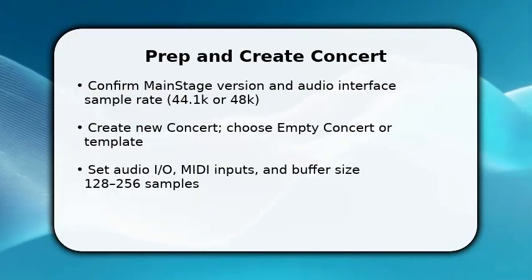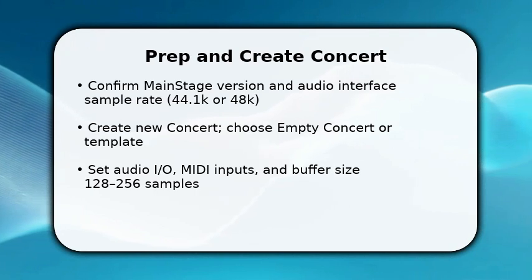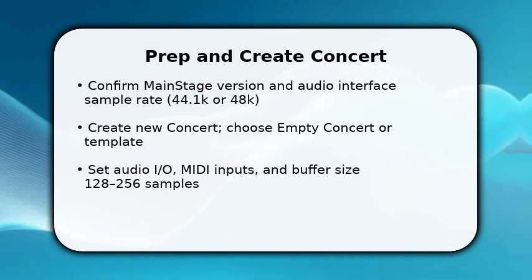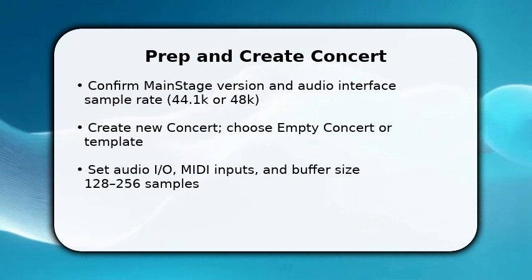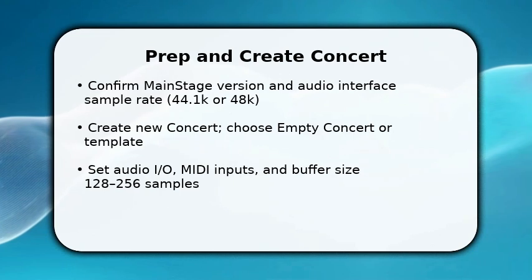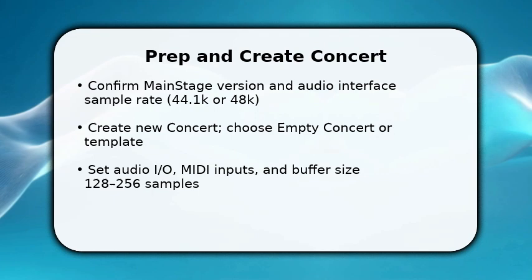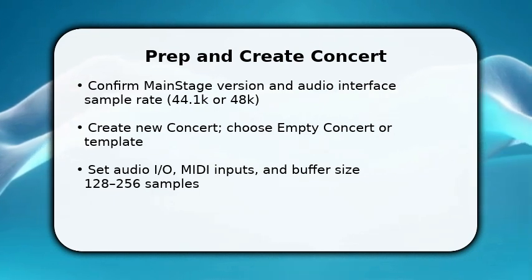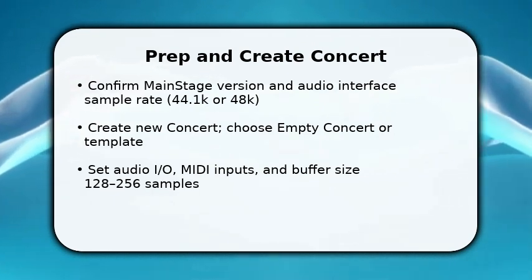You start by preparing essentials. Check Mainstage version and set your audio interface sample rate to match backing tracks. Create a new concert and pick empty concert to remain flexible. Once done, open the audio and MIDI preferences and assign inputs and outputs. Make sure your buffer size balances latency and stability, typically 128 to 256 samples. You should also enable MIDI devices you'll use for transport control. These first steps put you into a stable environment so importing tracks behaves predictably.